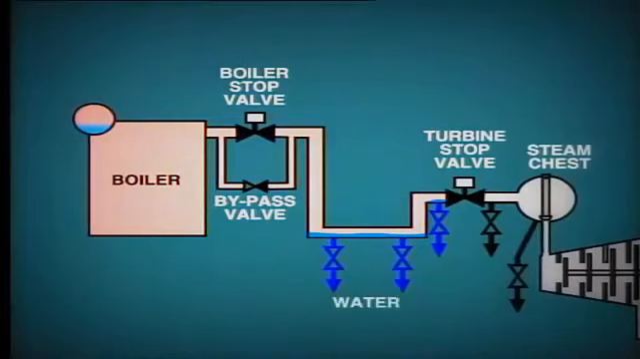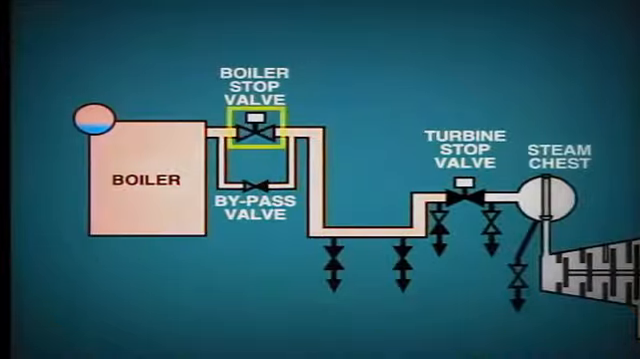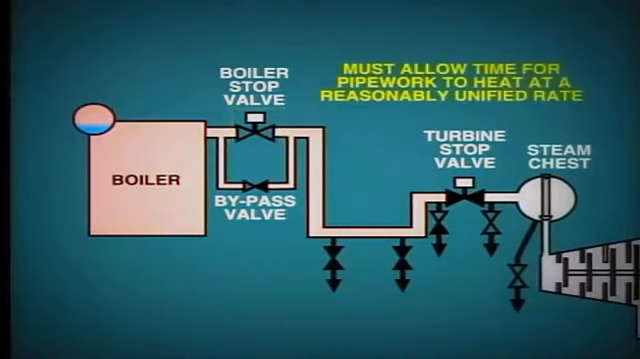Initially, water will discharge from the open drain lines, but eventually, as the piping warms up, this will turn to vapor as less condensate is produced. The drain valves can then be closed, except the before stop valve drain, which should be left partially open. During this time, the pressure in the pipework should be building to a level equivalent to the boiler pressure and allow the boiler stop valve to be opened. This maneuver cannot be accomplished too quickly, as we must allow time for the pipework to heat at a reasonably unified rate. The whole operation could take as long as 45 minutes or more.